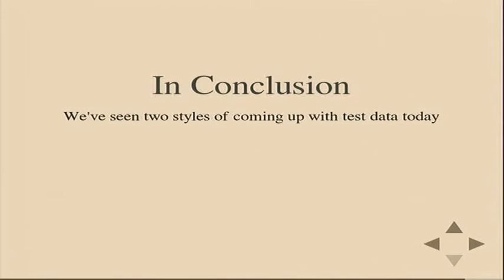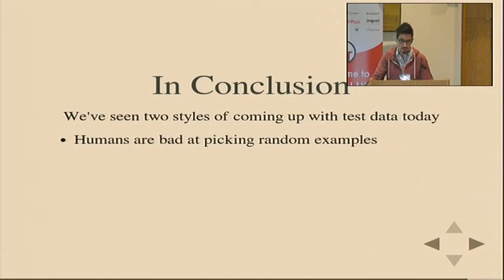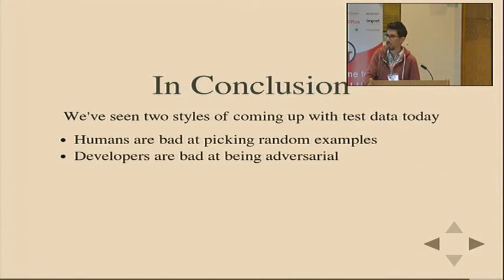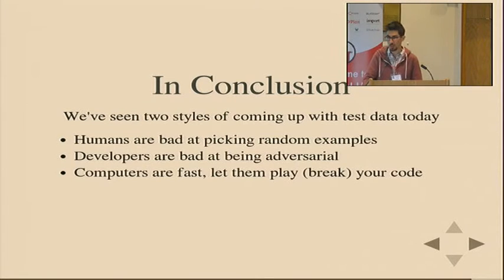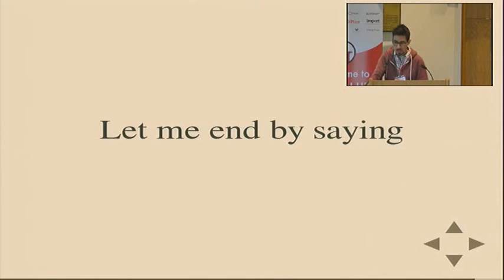In conclusion, we've seen the two styles of testing, and I think we can agree humans are bad at picking random examples, developers are bad at being adversarial to their own code base, which they love. Computers are fast, so let them break your code, and find more bugs before your customer or your secret service does so. Let me end by saying, don't interrogate your code like a fluffy bunny stuck up a tree. Fire a guided missile to blow branches off the tree and clear up the mess.